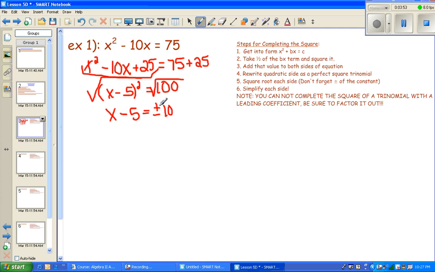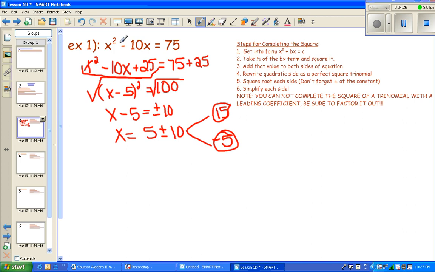It is imperative that you remember your plus or minus. This is what's going to give you the two answers instead of just one. And then in order to solve for x, we're going to add 5 to each side. And then we get 5 plus or minus 10. So that's going to give us two answers. 5 plus 10 gives you 15, and 5 minus 10 gives us negative 5. So this is a pretty clean answer. We don't have any radicals to deal with.